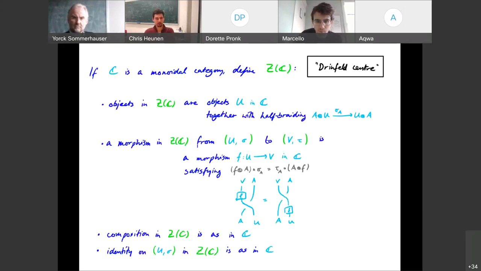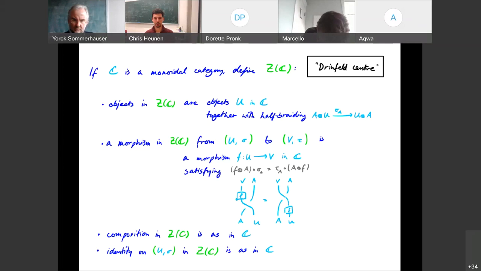So what this means is, if you start with a monoidal category C, I can define a new category as follows, that we'll call Z of C, the center of C, the Drinfeld center of C, where objects in the new category are an object in the old category together with a half braiding. And a morphism from one such thing to another is a morphism in the old category between the two objects that cooperates with the half braiding, in the sense that first doing the half braiding and then F on the object is the same as first doing F on the object and then doing the half braiding.